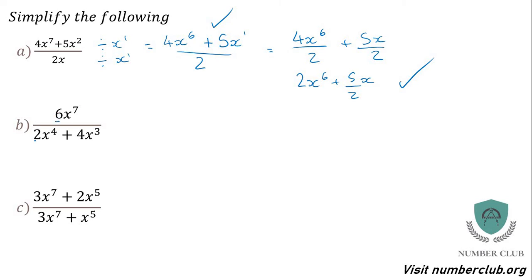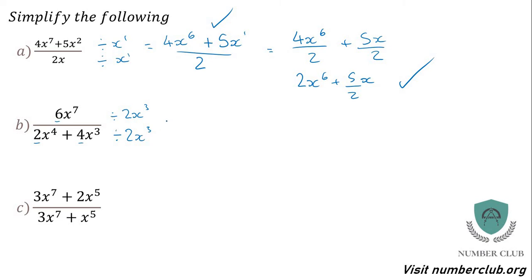Next, looking at the coefficients to x here, they're all even, so we can divide out by a 2. We've got the lowest power with a matching base, so we've got x to the 7, x to the power of 4, x to the power of 3, so we're going to divide by 2x cubed.